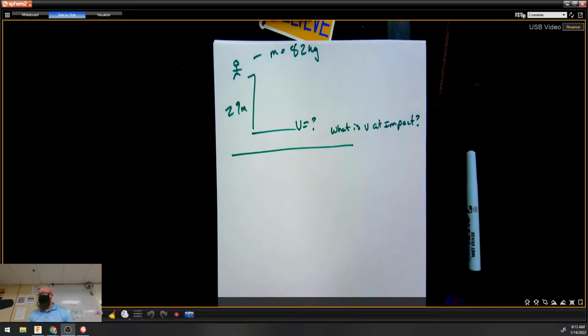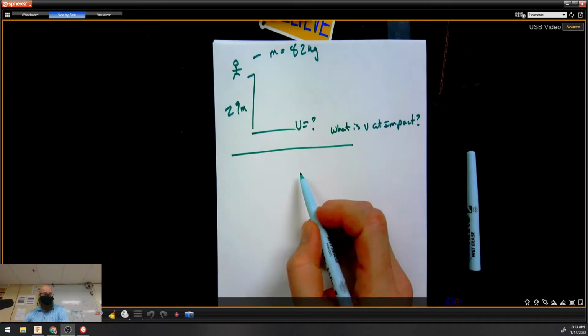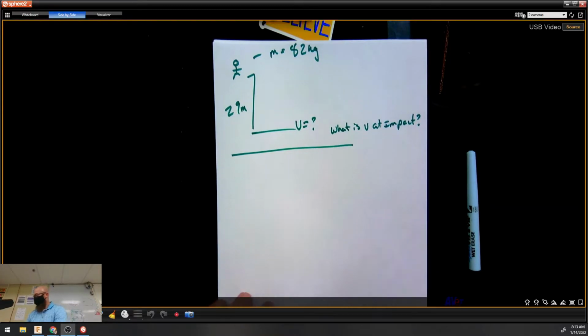What is Timmy's velocity at impact? I might just see what everybody else is doing so I can double check that my work is correct. That's one way to do it.